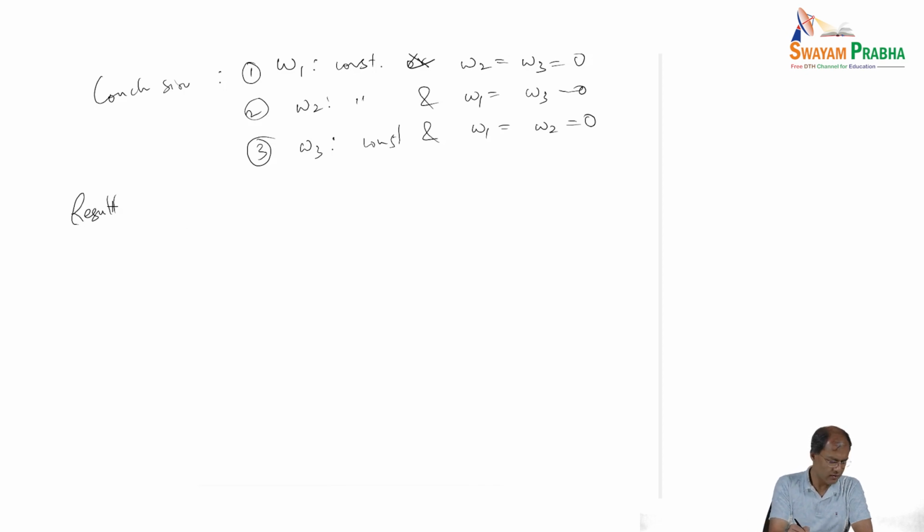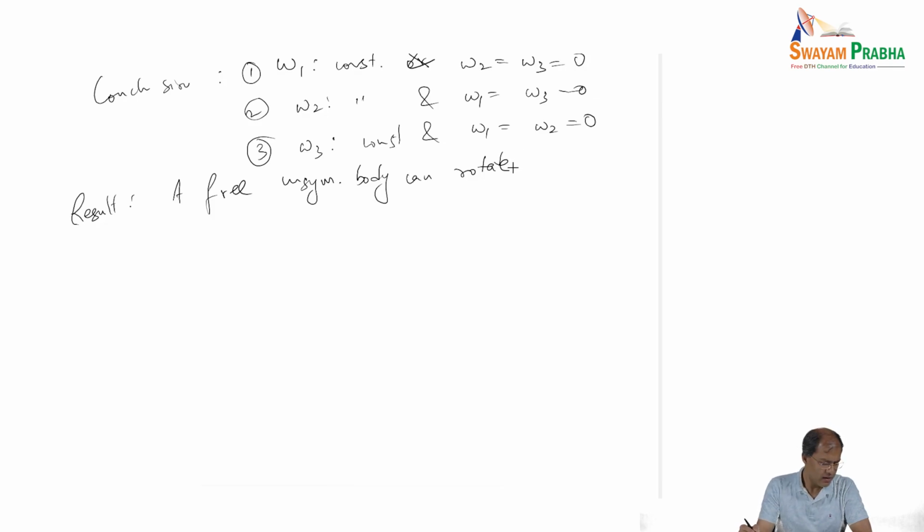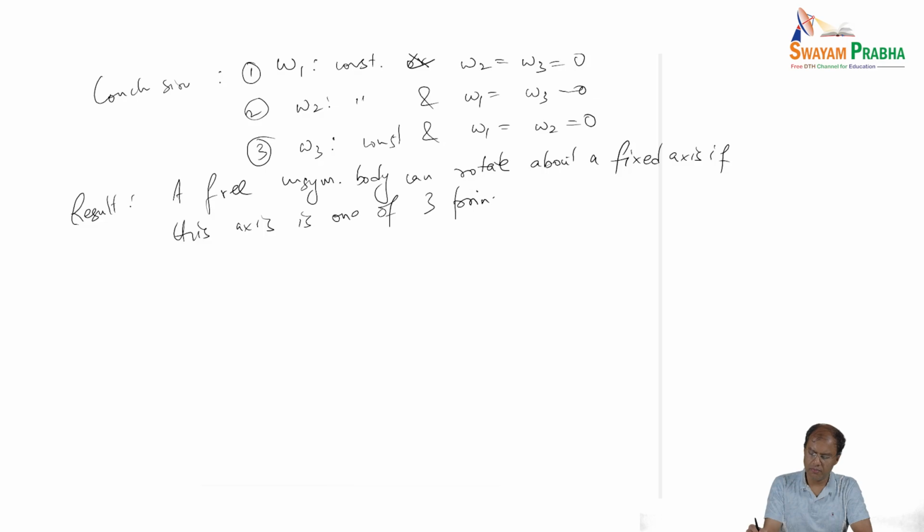So the result is that a free asymmetric body can rotate about a fixed axis if this axis is one of the three principal axes of the body at G. So the rotation will have constant angular speed.